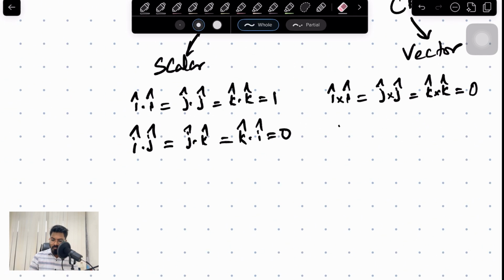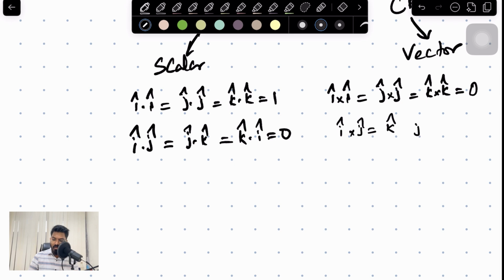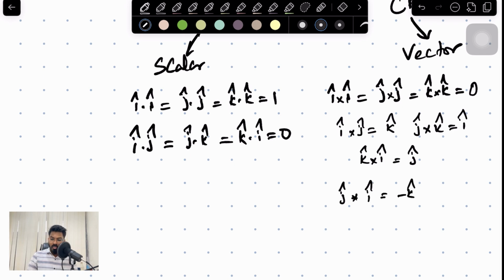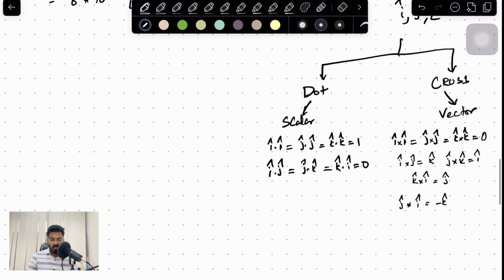Now let's look at the other multiplication. I cross J would give you K. J cross K would give you I. And K cross I would give you J. This is cross product. Now if I change the order, if I change it to J cross I, then I'm going to get a negative sign. This is minus K. So that is the idea of dot product and cross product.